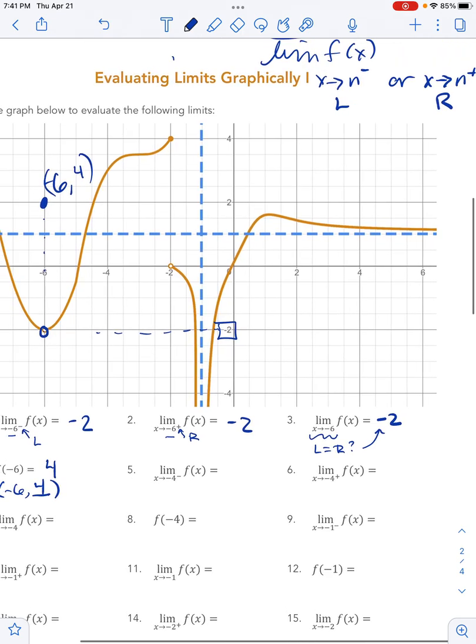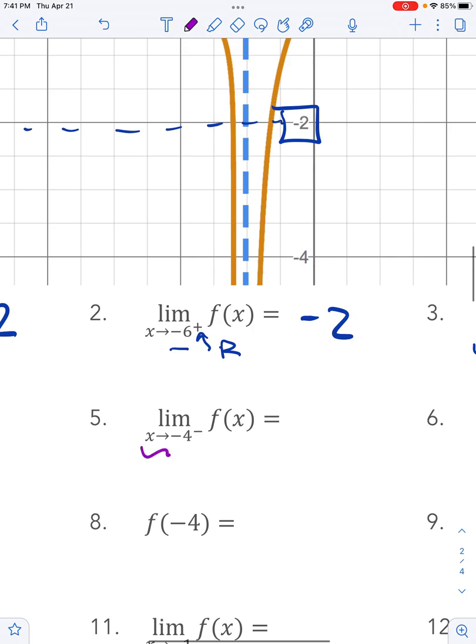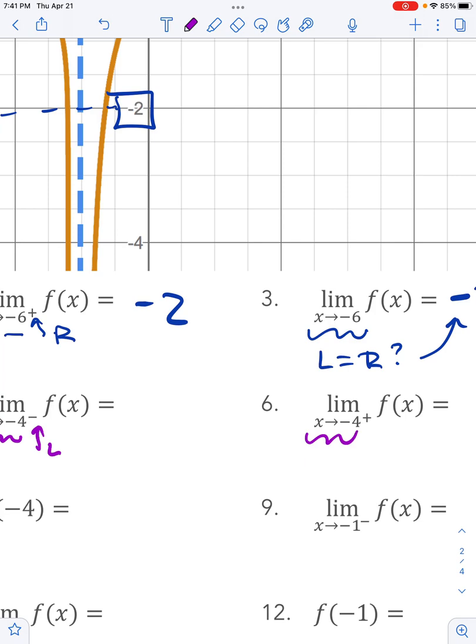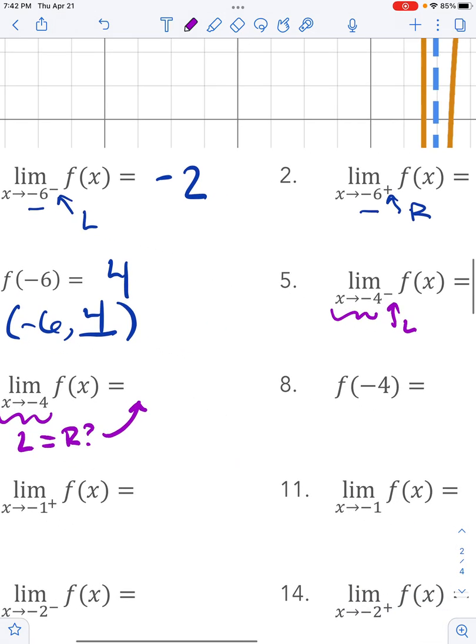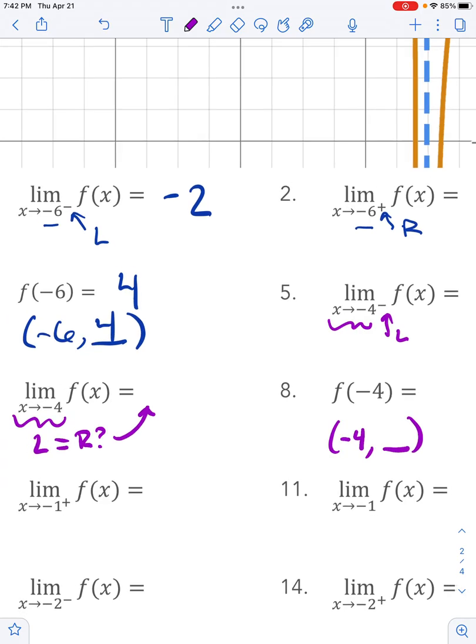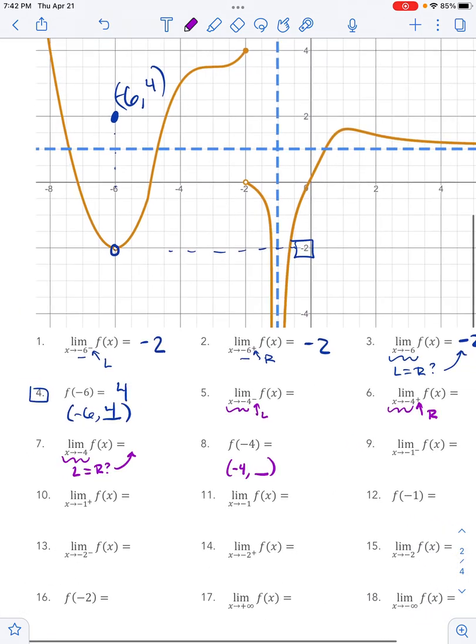All right, now we shift to a new number that we're observing, and we're going to be observing -4 from the left, -4 from the right. Then we're going to look at -4 overall. So asking, does the left equal the right? If so, that's our answer. And then what's the actual value of y if you put in -4 as the x? So these next ones all go together.